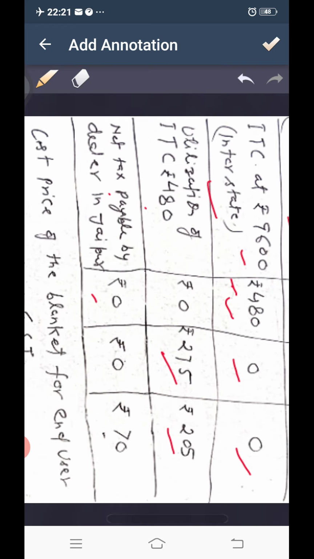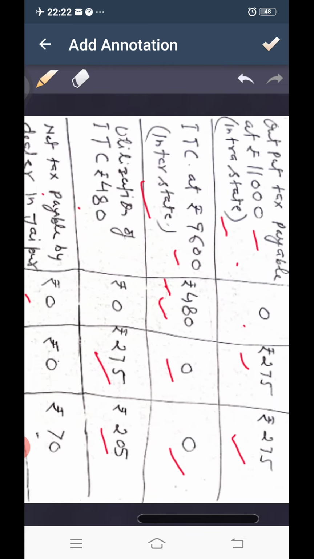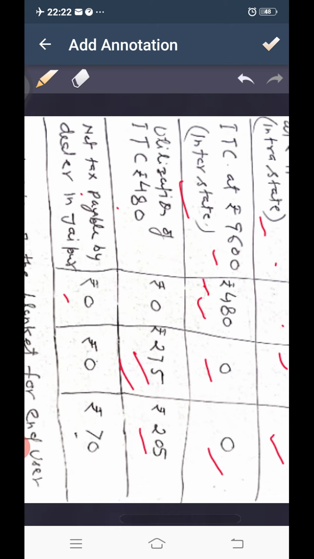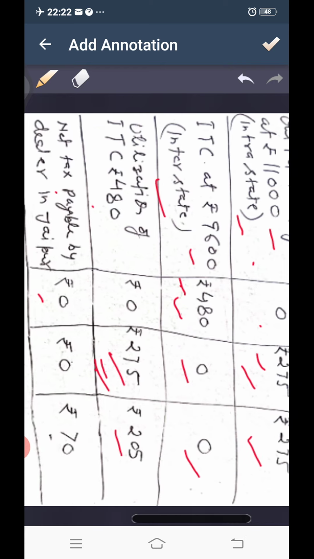Then we have paid here input tax credit, that is SGST. CGST we have paid 275, which is equal to output tax. Now the remaining 205 we have paid, that is input. Output is 275. It means we have to pay 70 rupees more as SGST. So we pay here 70 rupees more as SGST.